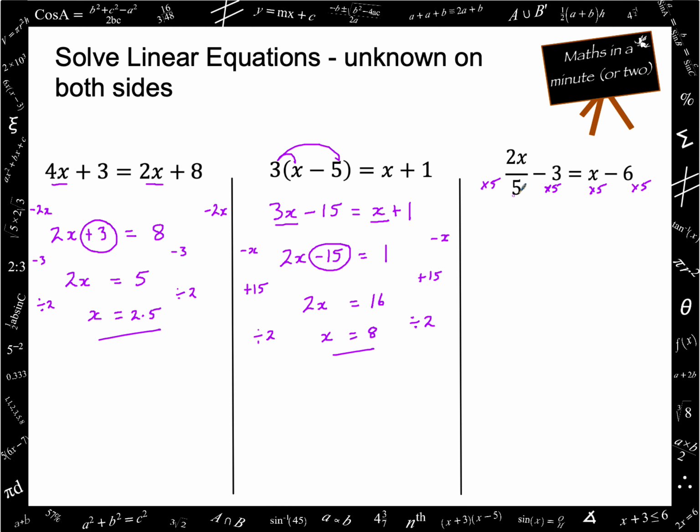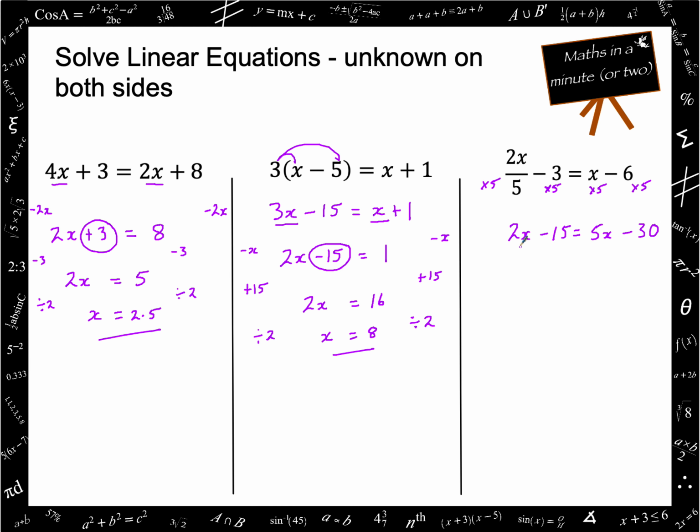So if I multiply this by 5, I'm going to end up with just 2x because it's cancelling out the divide 5. Minus 3 times 5 gives me minus 15. x times 5 gives me 5x. And negative 6 times 5 gives me negative 30.